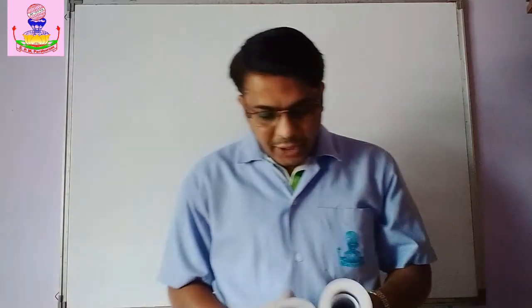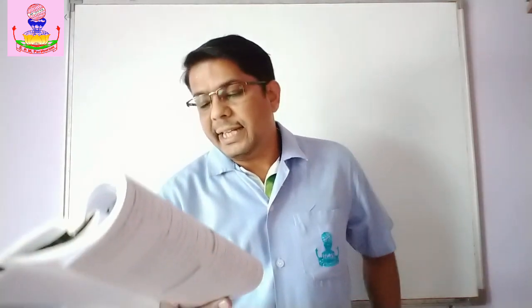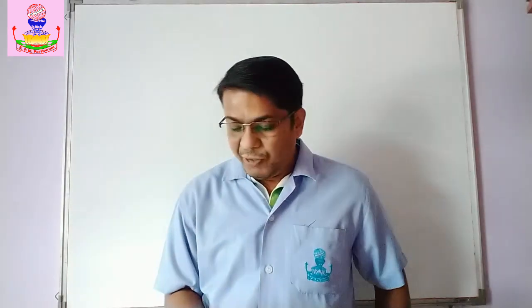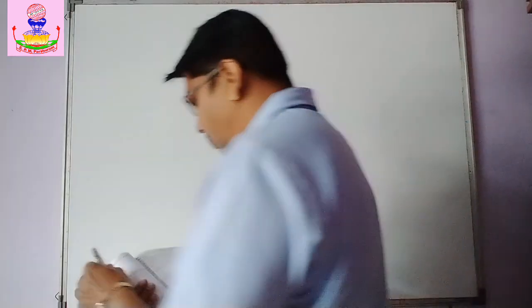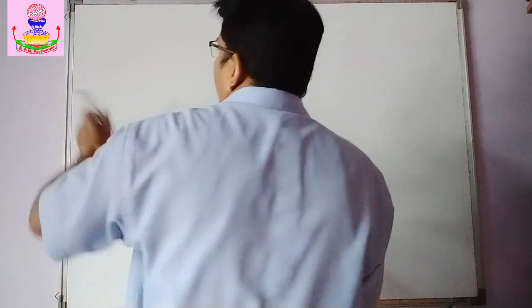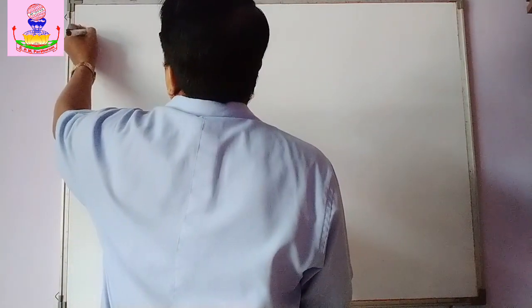Now see the 4th example. The average of 3 numbers is 50. The second number is greater than the first by 3, but smaller than the third by 9. Find the second number. So we are solving the 4th example. Average of 3 numbers.